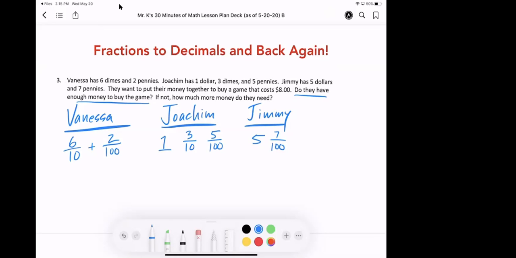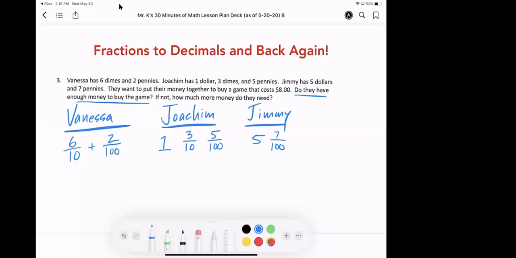Okay, welcome back. That is very dramatic music. I see some excellent answers coming in. Fantastic. I've written here in fractional form what they have. I can also do it in decimal form. 6/10 we know is 0.6. 2/100 we know is 0.02. 1 whole is still 1 whole.